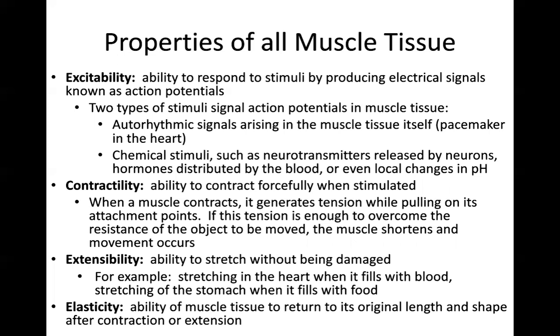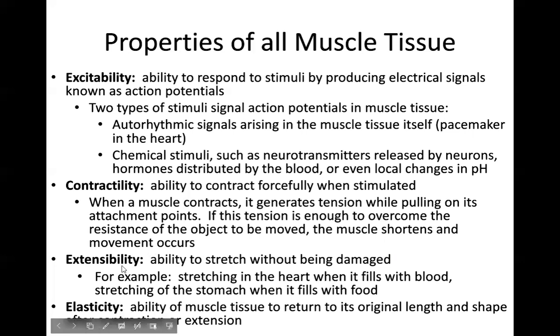Now, all three types of muscle, although different, respond to an action potential the same way. When they generate an action potential, they contract, and that's what contractility, that property is. Literally, the word contract is in it, the ability to contract forcefully when stimulated. And when a muscle contracts, it generates tension while pulling on its attachment points. If this tension is enough to overcome the resistance of the object to be moved, our muscle shortens and movement occurs, which is all just like physics related stuff.